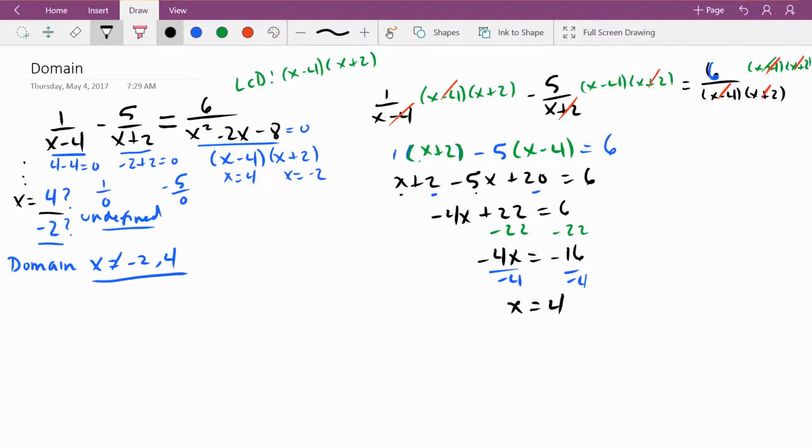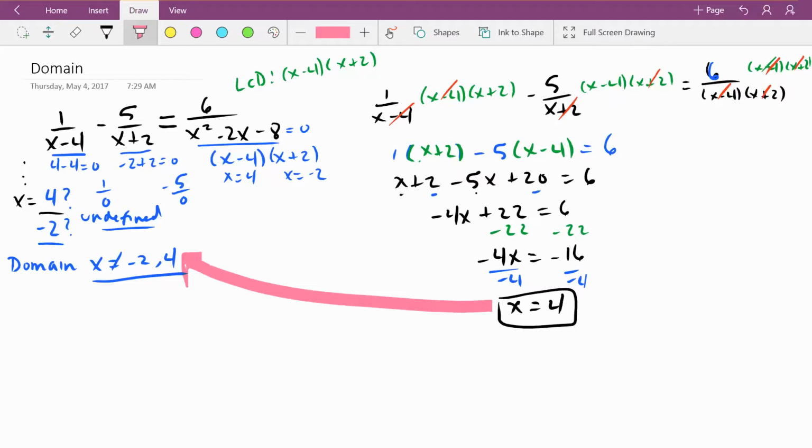Without checking domain first, we're like, oh yay, algebra, I got an answer, everything looks good. X equals 4. Plug that in. My math lab is like, wrong. Well, remember, back at the beginning, why it's important to always check domain first, because trust me, I always forget. We need to check the domain first. We knew x couldn't be 4, and I got x equals 4. Therefore, there is no solution.